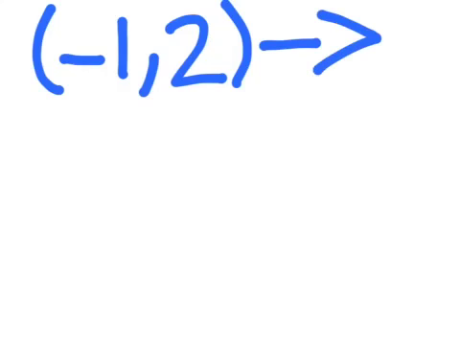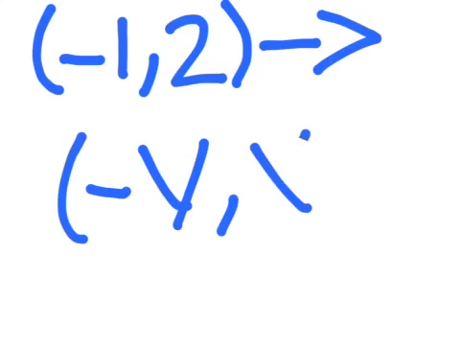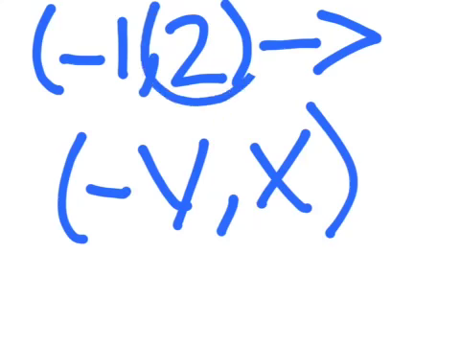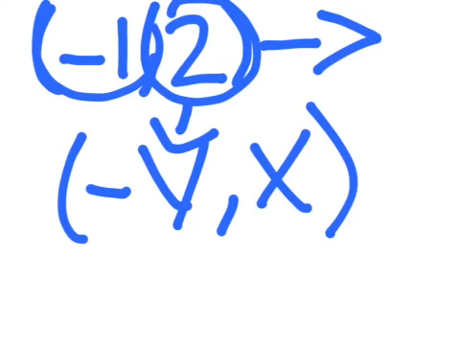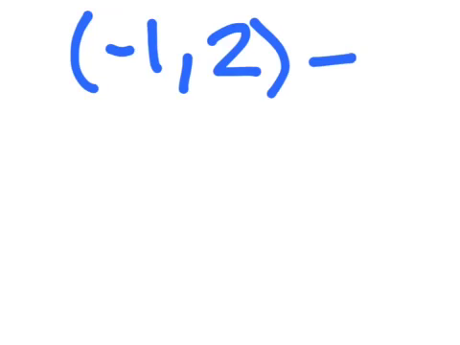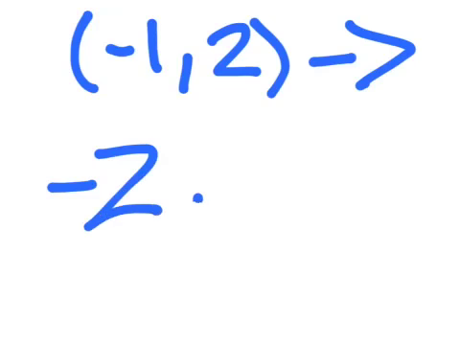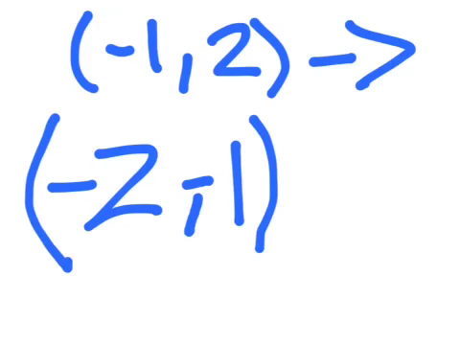You would plug it into the equation, negative y, x. What this means is you would take the y and put it here, and take the x and put it here. So if it's negative 1, 2, and you plug it into a 90-degree rotation, it should be negative 2, negative 1. You would do this with each coordinate of the square, and you should get the rotated square after you finish doing all of them.